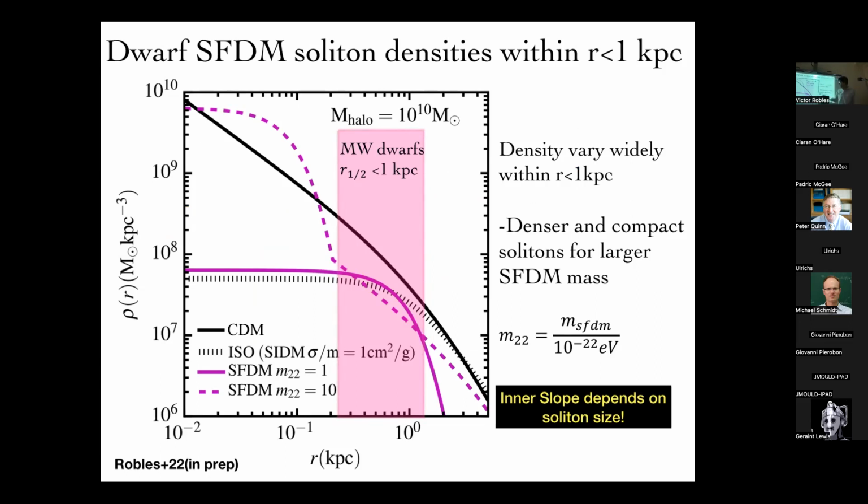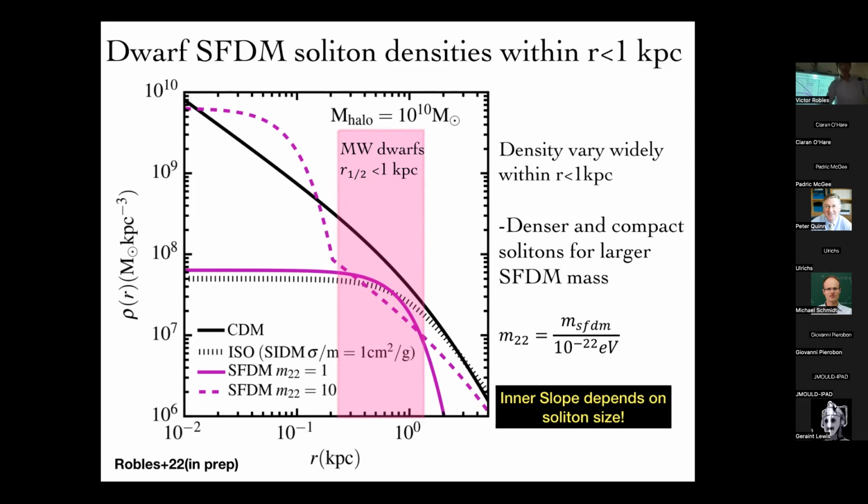So when we typically normalize the mass of dark matter in terms of 10 to the minus 22 eV, for M22, the magenta solid line here is for 10 to the minus 22 eV. You have this density profile that is shown, basically the soliton. And then if you have a factor of 10 larger mass, you have a more compact and dense soliton in this central part of the halos.